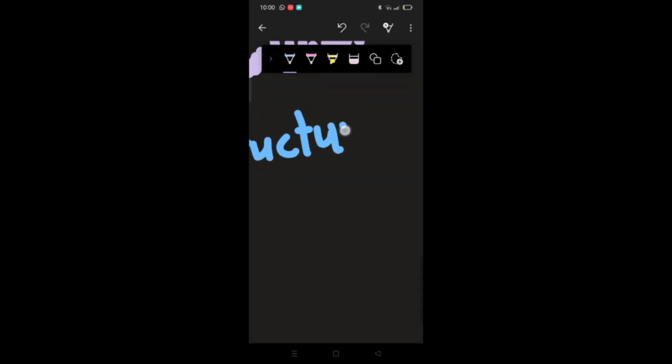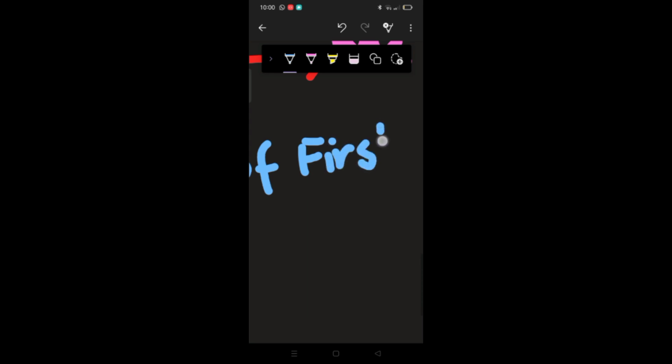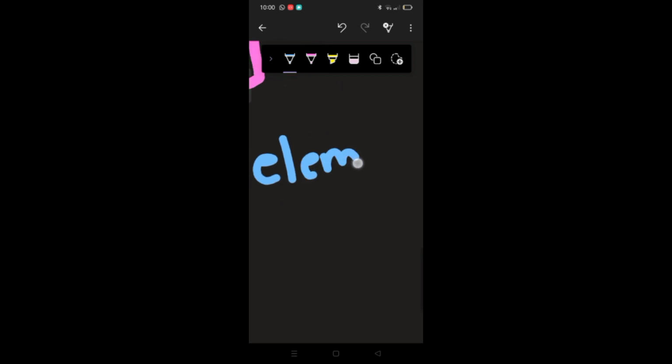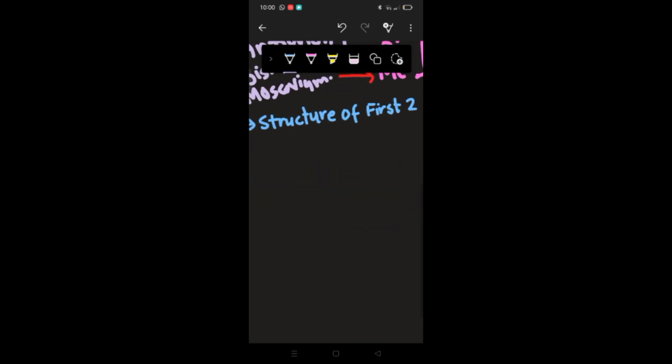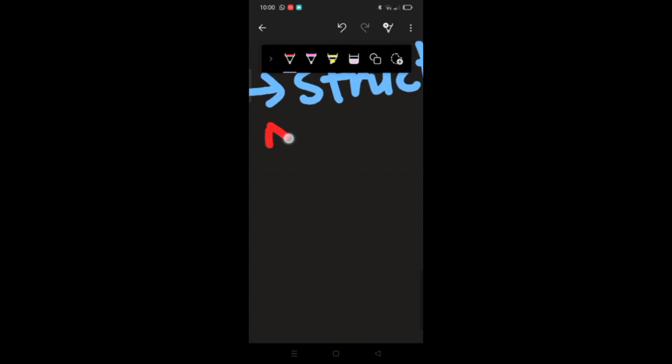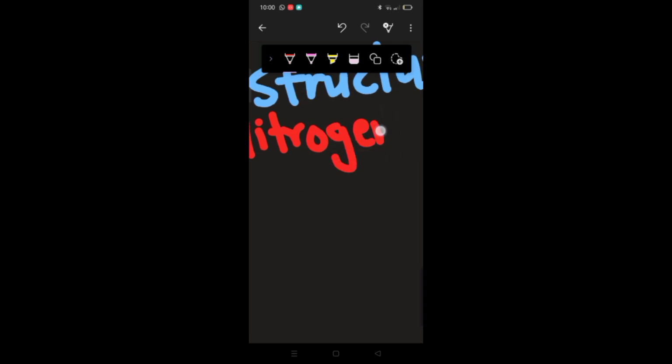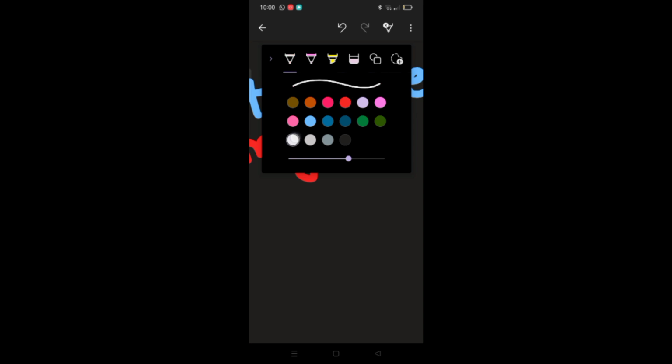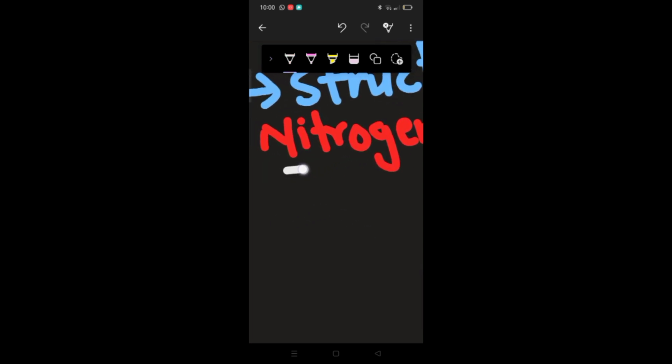We'll be going with two elements so that the shell concept can be clear to you. The structure of the first two elements of the fifth A group. Firstly we have nitrogen, so I am going to make the structure of nitrogen. Nitrogen has an atomic number of 7. We'll be going with the atomic numbers as well.